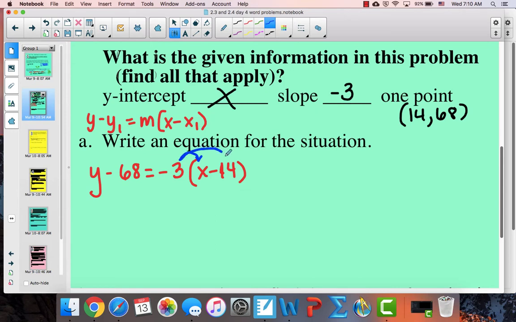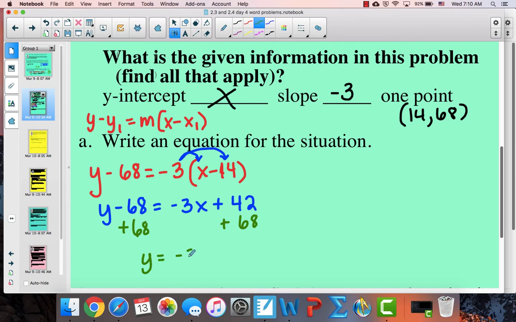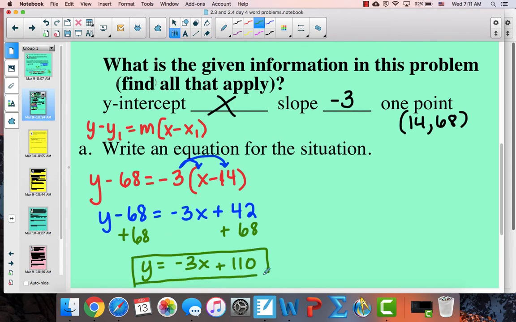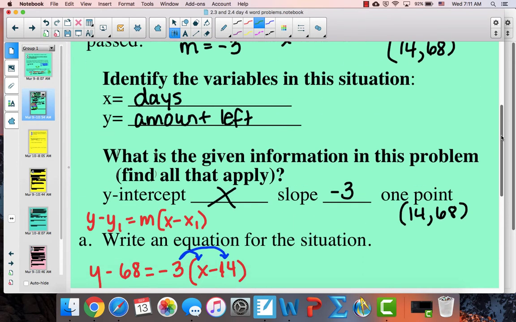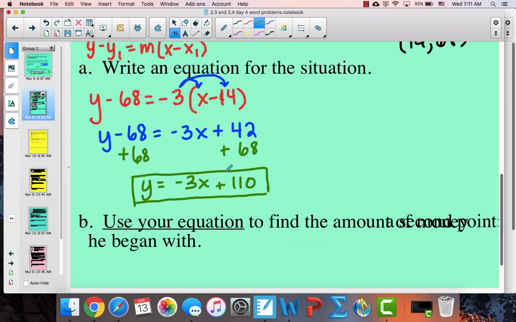So I'm going to distribute the negative 3. So y minus 68 equals negative 3x, making sure that when I distribute that negative to this negative, it becomes positive 42. One more step, I'm going to add the 68 to both sides, and I get y equals negative 3x plus 110. Okay, so now that's our equation. Now that equation, again, represents y, the amount left in the account, based on the number of days.